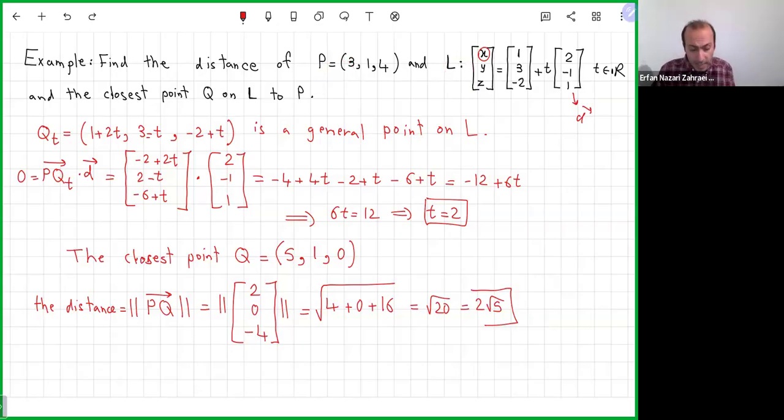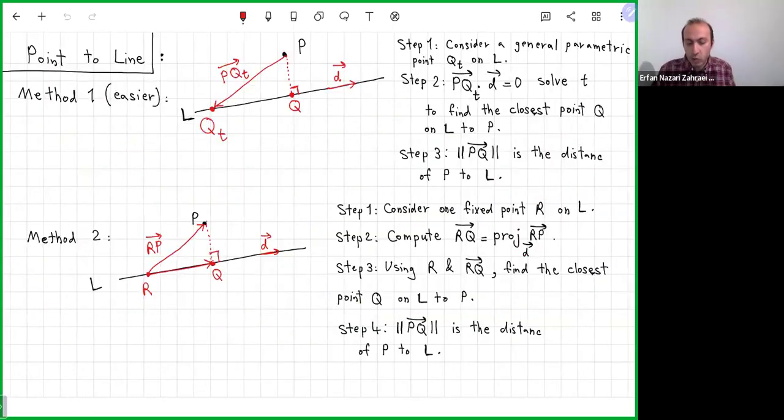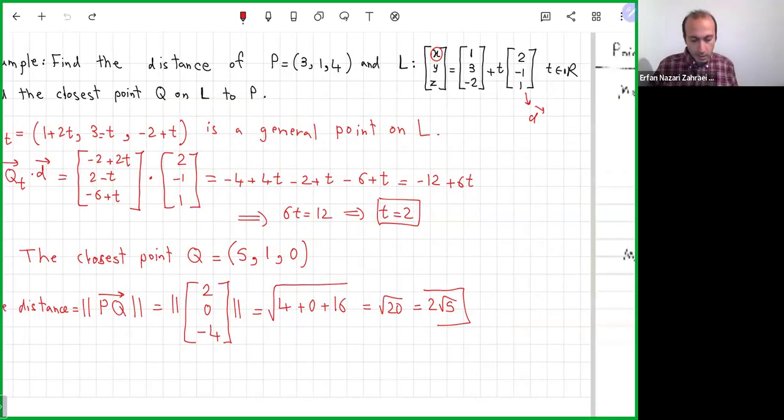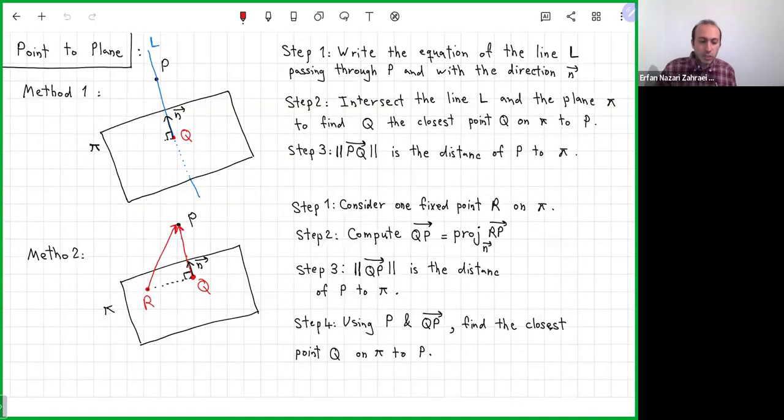Not only did I find the distance, I found the closest point on the line. Again, as an exercise, do method 2. You should get the same closest point and the same distance. Okay, now the next situation, point and plane.